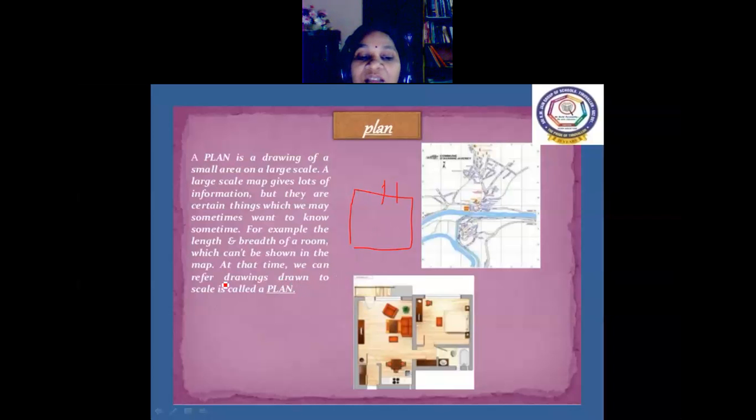Drawn to a scale is called a plan. A plan is a drawing of a small area on a large scale. A large scale map gives lots of information, but there are certain things we may sometimes want to know, for example, the length and breadth of a room, which can't be shown in the map. At that time, we can refer to drawings drawn to scale, which is called a plan. If you understand this lesson, I think. Thank you.